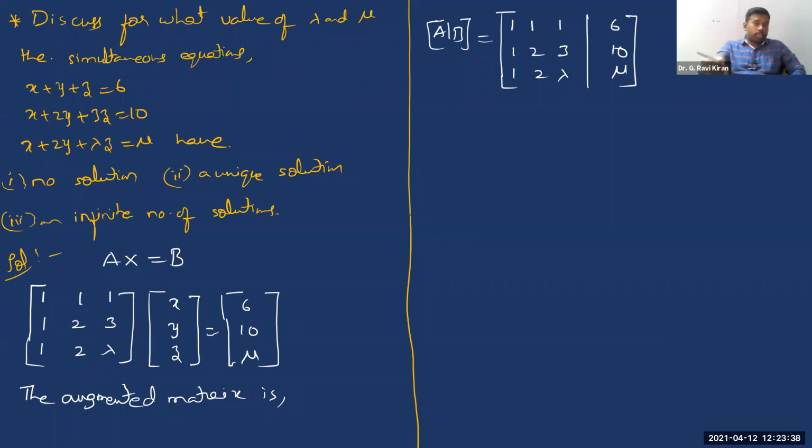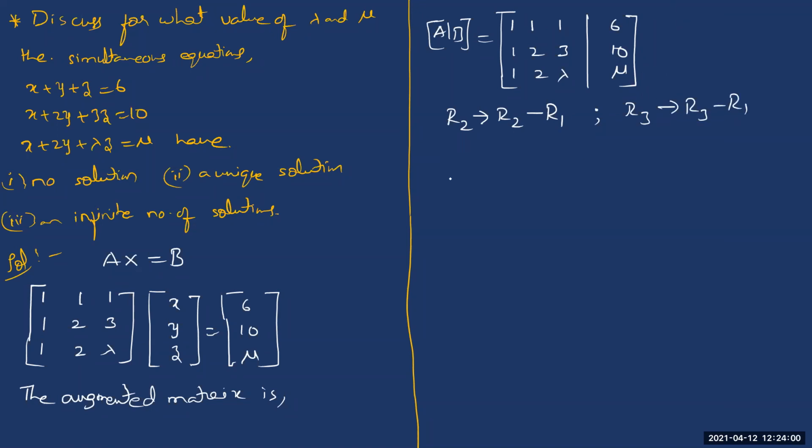We now need to reduce that into its echelon form. So let's use row operations to reduce this into its echelon form. I'm using these operations: R2 changes to R2 minus R1. Then R3 changes to, because in R3 we also have 1 there, to make that 0, R3 minus R1. Now see, with these operations, what do you get here, the new matrix?